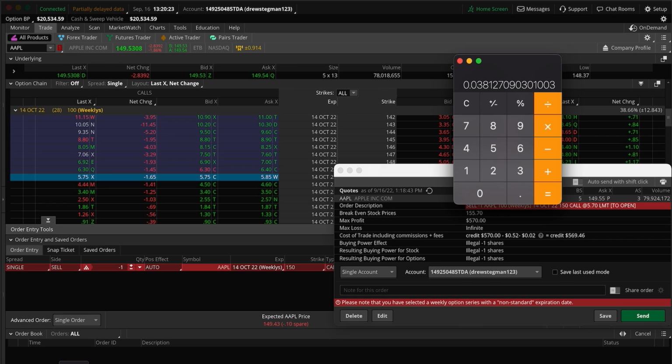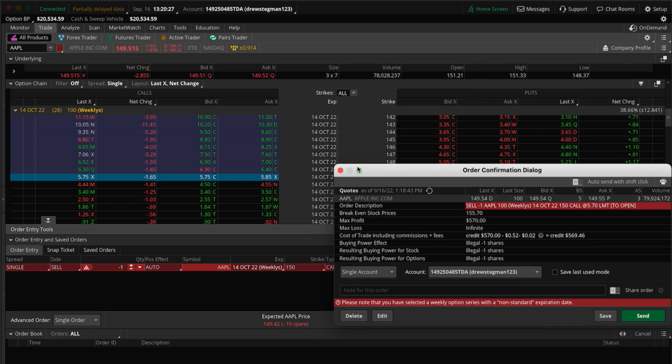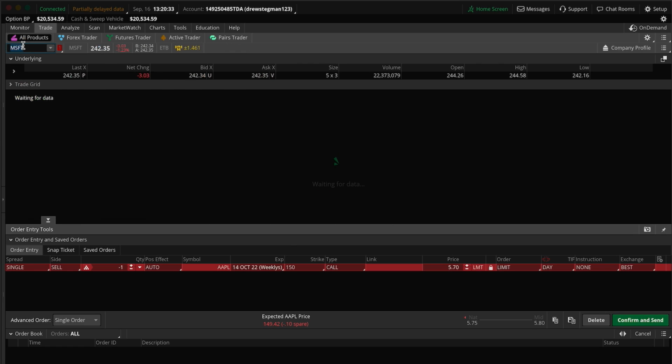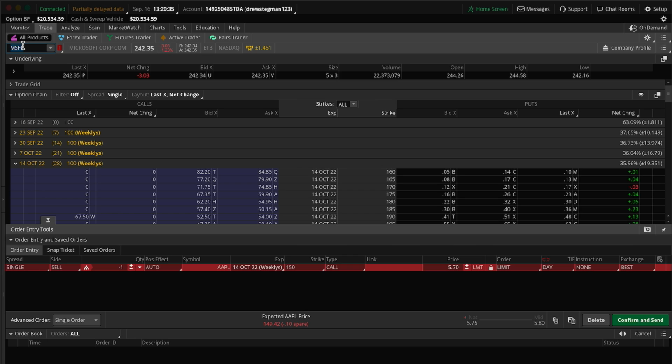Now, you can also do it through your regular broker. This is just an example through Thinkorswim. But nonetheless, we can take a look at another example. Let's go on over to Microsoft. This is $242 per share right now. Let's look at about a month out to expiration.